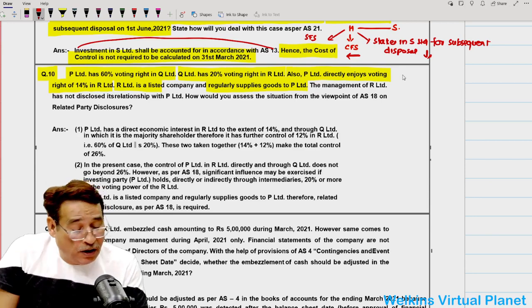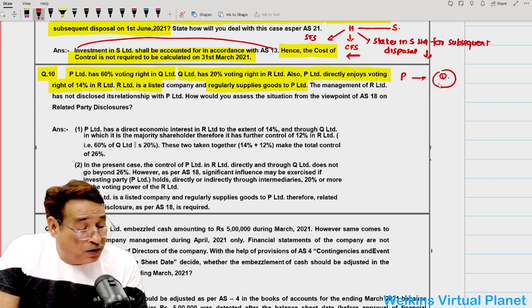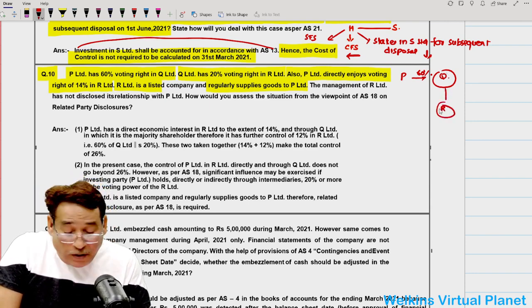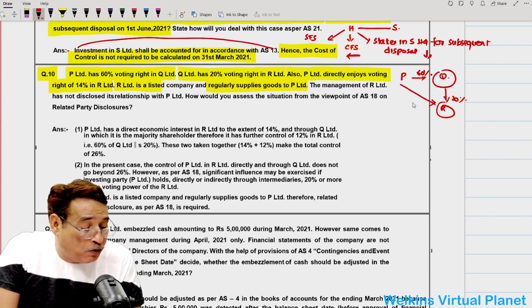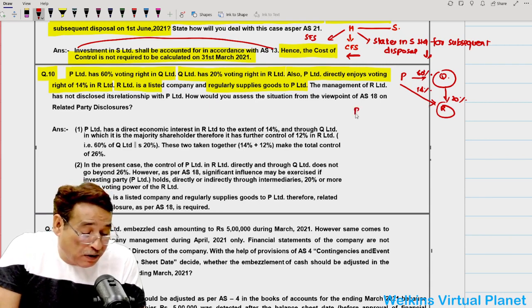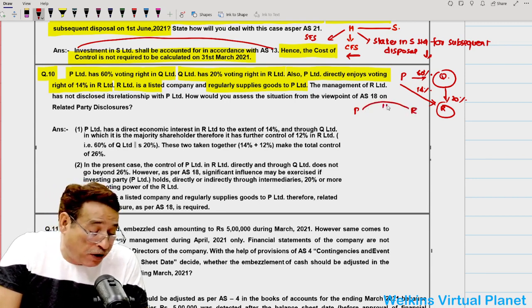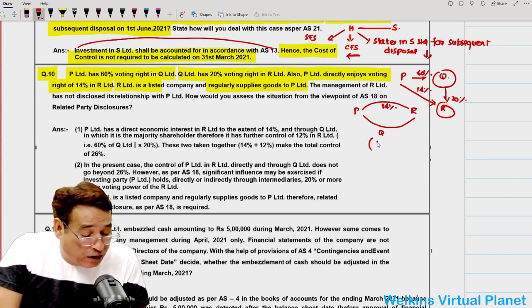First of all, we need to understand in this case that P Limited has 60% control of Q Limited, and Q Limited has also invested in R Limited, but the control of Q Limited in R Limited is only 20%. Besides, P Limited has also invested in R Limited to the extent of 14%. So as far as P Limited is concerned, P Limited directly controls 14%, because it has direct stakes of 14% in R Limited. This is direct stakes, and indirectly P Limited is also controlling R Limited through Q Limited. Indirect control, if you want to compute the percentage, will be computed in this manner.